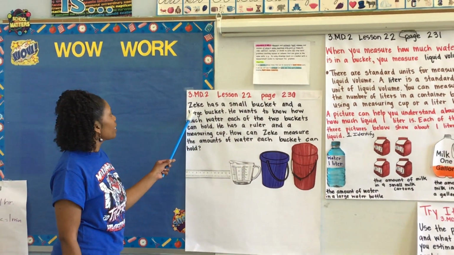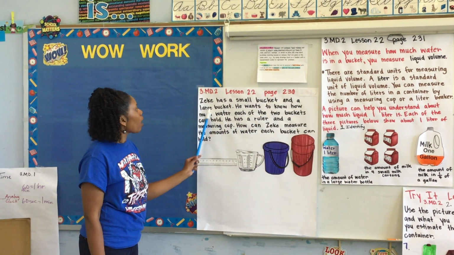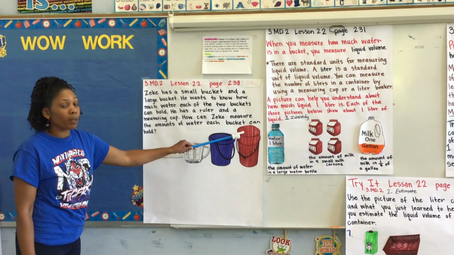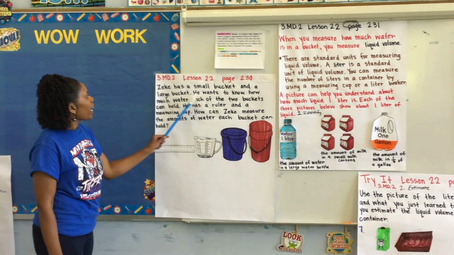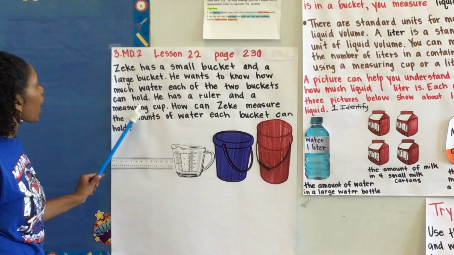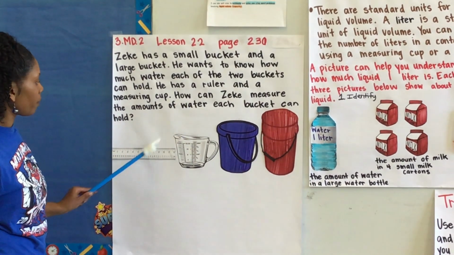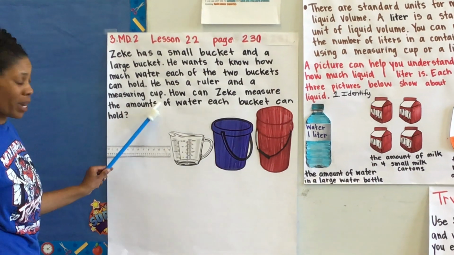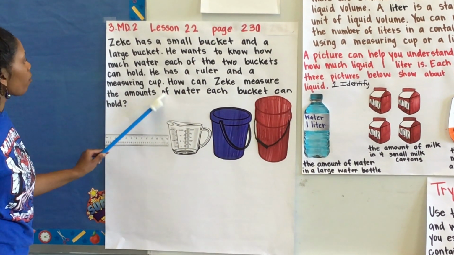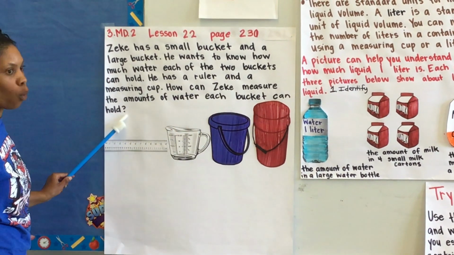And it reads, Zeke has a small bucket and a large bucket. Here's my example of a small bucket, and here's an example of a large bucket. He wants to know how much water each of the two buckets can hold. He has a ruler, here's our ruler, and a measuring cup. Here it is. How can Zeke measure the amounts of water each bucket can hold?